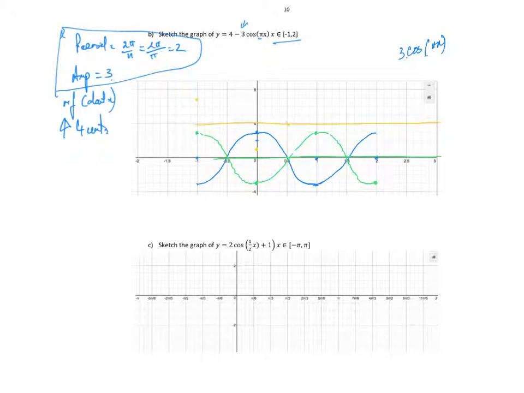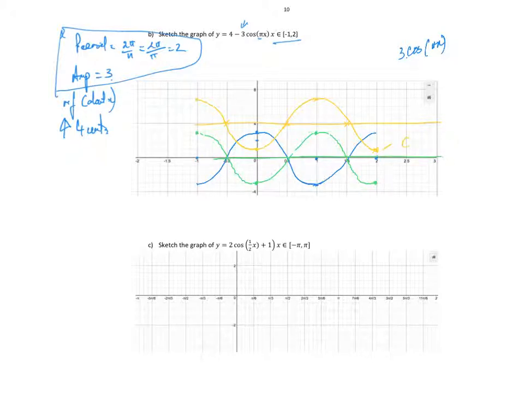So we cross at that point there. We cross at that point there. I cross at that point there. My maximum value up here at 7. My minimum value here at positive 1. That looks like I've got enough there. So we go down, through, up, down, through. Okay, so there's my graph.